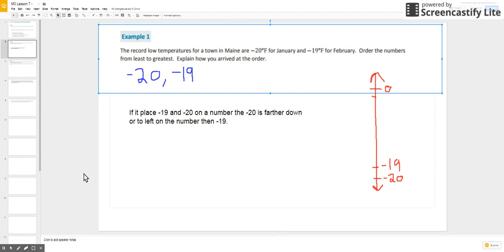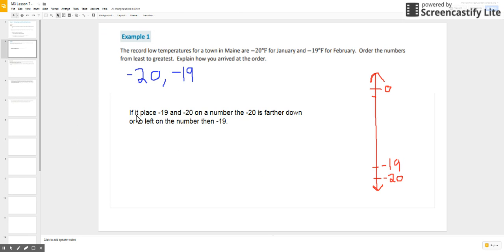So there you go. I ordered the numbers from least to greatest, and I explained how I arrived at my answer. I even gave a visual aid in case I needed that. So the answer is negative 20, negative 19, with a little explanation. All right, you can go ahead and stop the video and move on to the next video for some more examples.